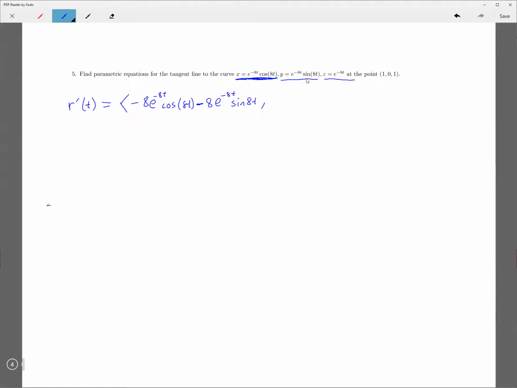Now for the y, the derivative of this one. So this is the derivative of that. Derivative here. You also have a negative 8 e to the negative 8t, but sine 8t, and then plus you have an 8 coming from there, cosine 8t. And then the third one, the derivative of that, that's just negative e to the negative 8t, good.